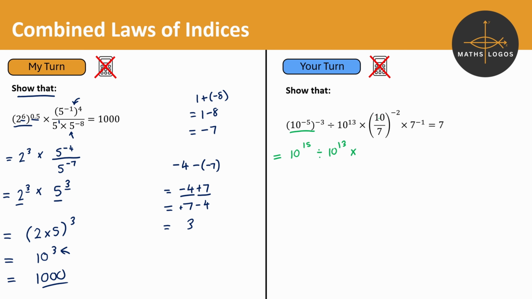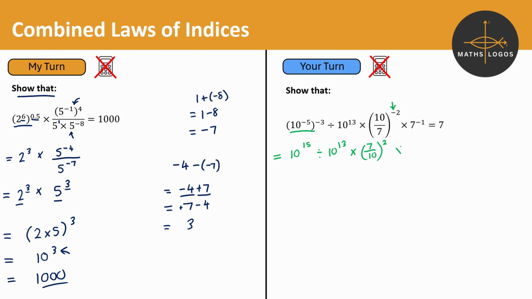So I'm multiplying by 10 over 7 all to the power of -2. Remember, when we see a negative in our index, that tells us we need to take the reciprocal. So this power is equivalent to 7 over 10 all to the power of +2. So notice what I've done there. I've just flipped this fraction. I've taken the reciprocal and I've changed the index from a negative number to a positive number.